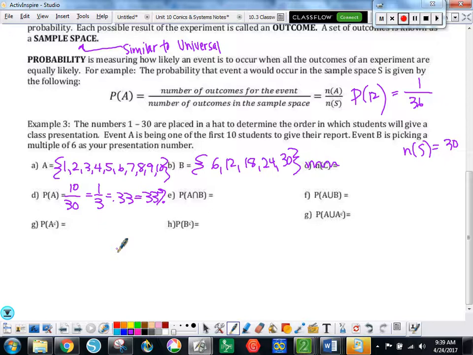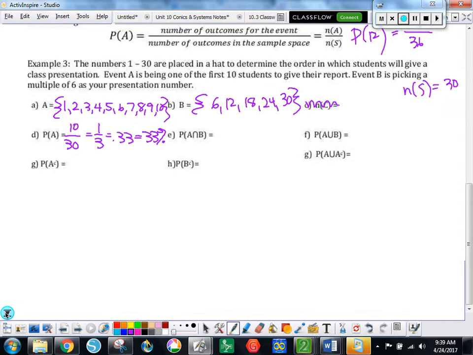Okay? Alright. What about the intersection? Let's first list what the intersection is. Is this both or is this or? Both. So we need to figure out what numbers are in both. Only 6? Okay. So what's the probability that you're in both of these groups? How many are there? 1 out of how many possible? 30.